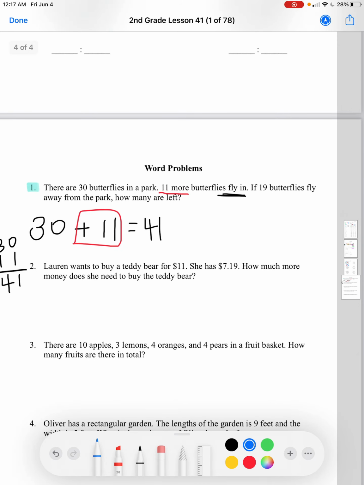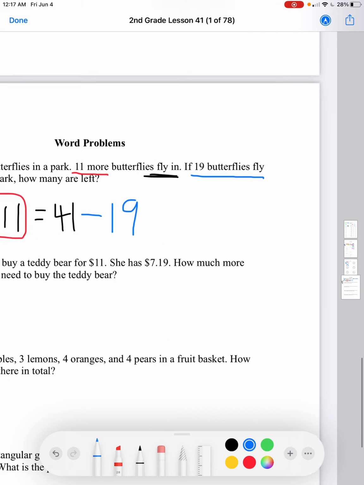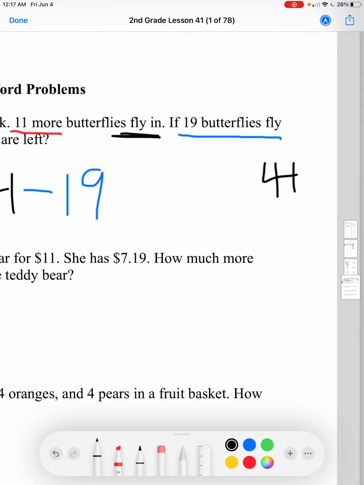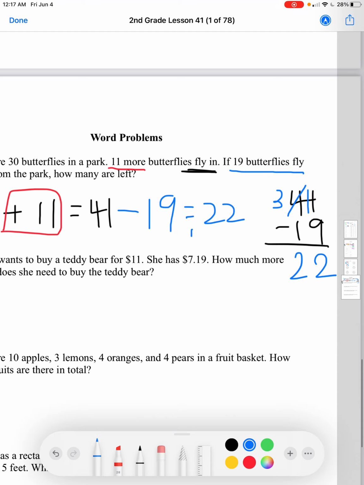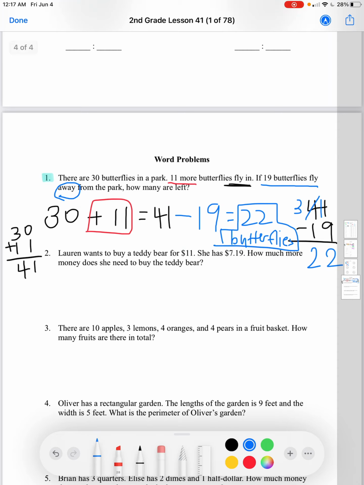Let's move on to the next part of the question. It says, if 19 butterflies fly away, that means they're leaving. So we're going to have to subtract 19. Let's do that on the side here. I'm going to have to regroup. 11 minus 9 equals 2. 3 minus 1 equals 2. This equals 22. 22 butterflies are left. And that's the answer. After 11 fly in, 19 fly out, we're left with 22 butterflies. And that's how you solve these questions.